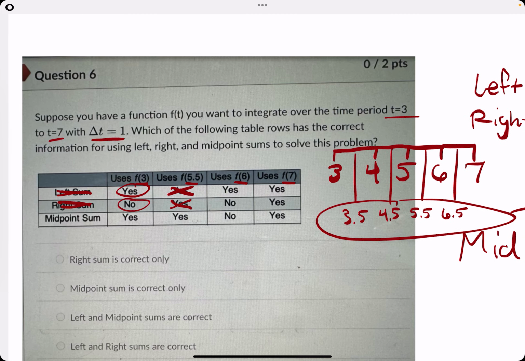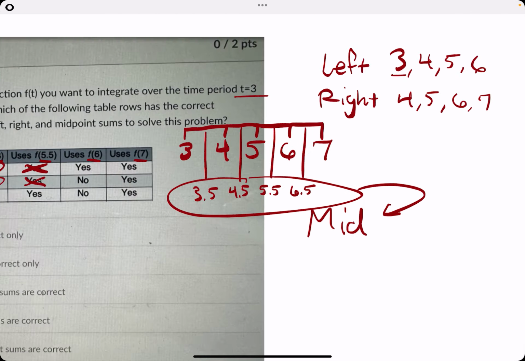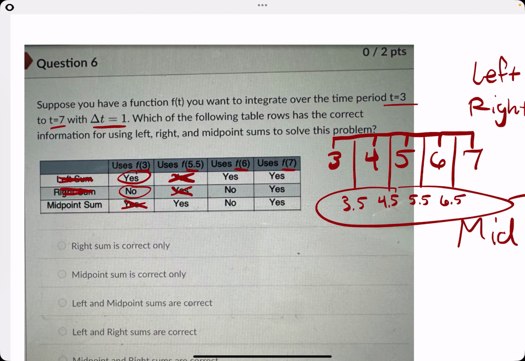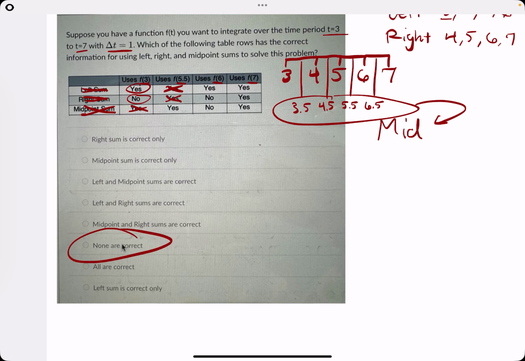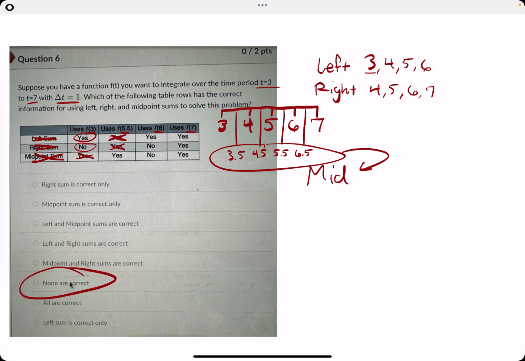Midpoint sum uses 3? No. Midpoint sum uses 3.5. So that can't be right either. So just like that, all these rows are not correct. So none of these rows are correct. All right. I hope that makes sense. All right, let's keep it going.